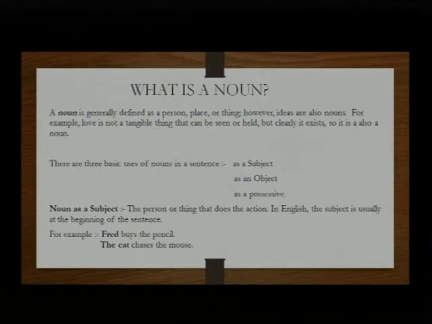What is a noun? A noun is generally defined as a person, place, or thing. However, ideas are also nouns. For example, love is not a tangible thing that can be seen or held, but clearly it exists. So it is also a noun.